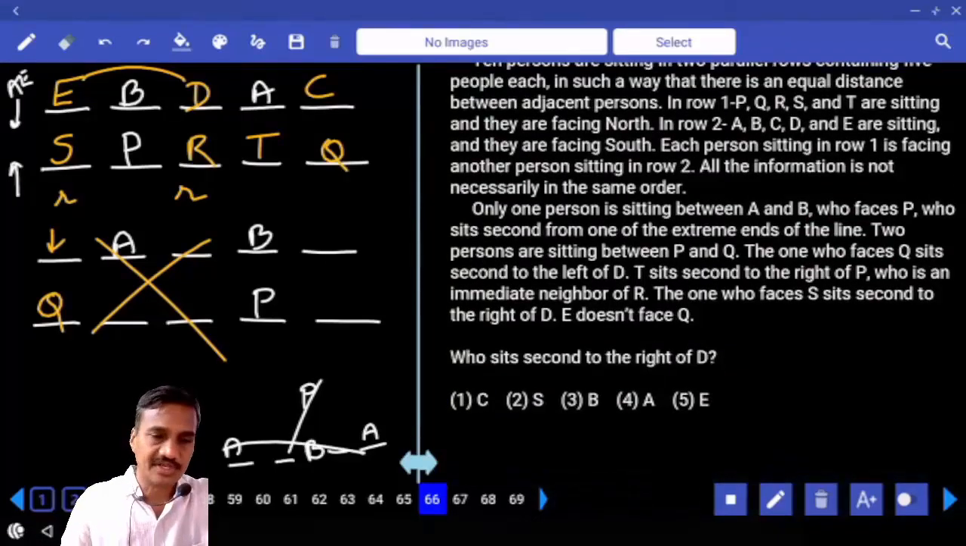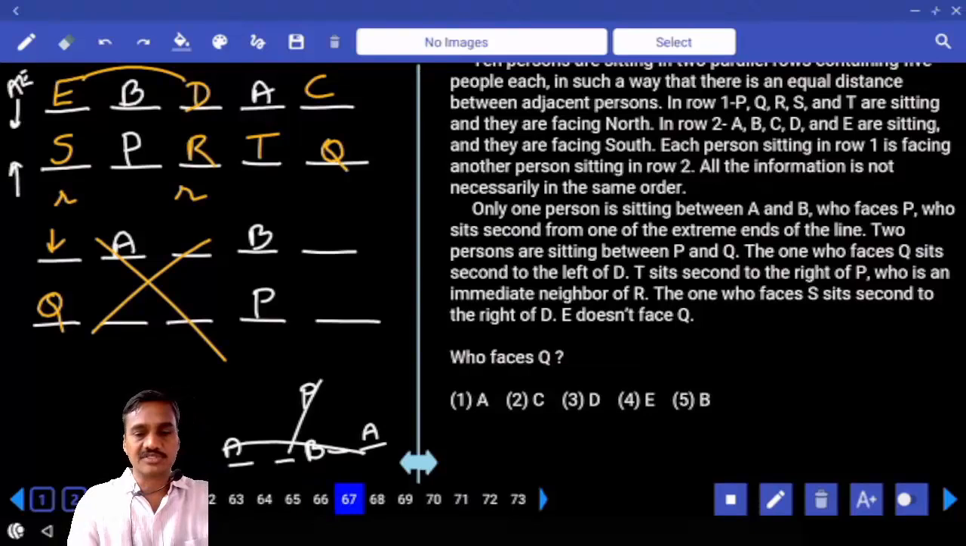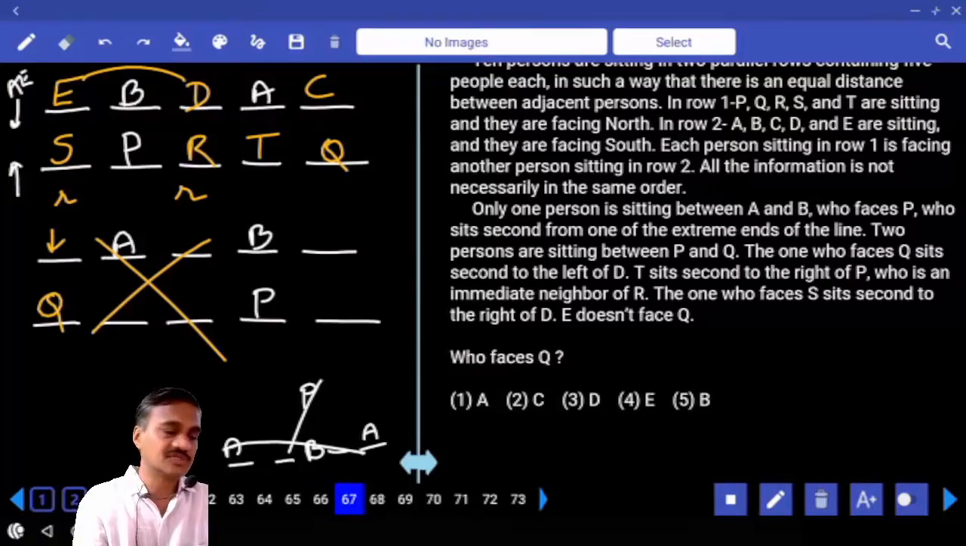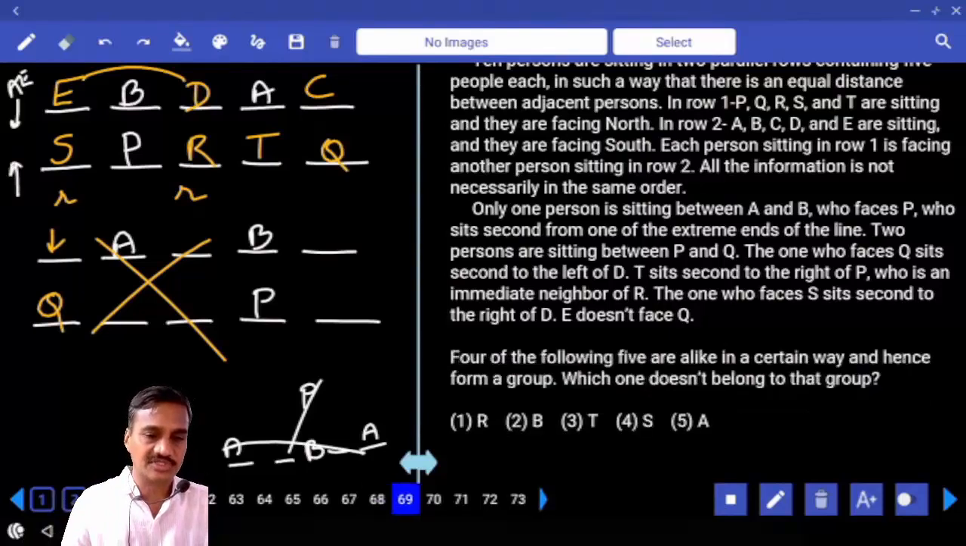Then who sits second to the right of D? That is E, choice 5, question 66. Then 67: who faces Q? C faces Q, choice 2. And 68: how many persons sit between T and the one who faces E? S faces E, and between T and S there are exactly two people, choice 3.